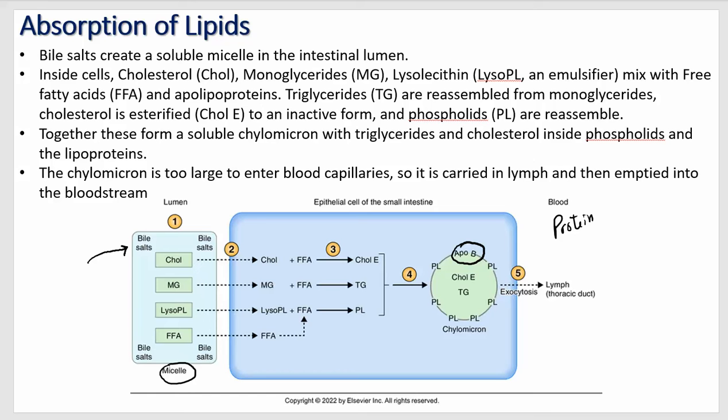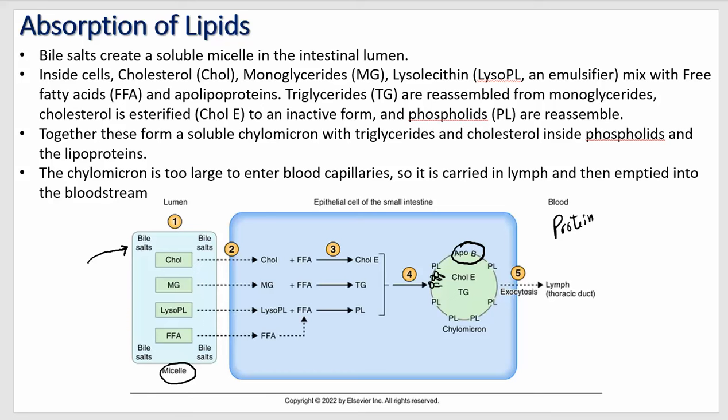But these proteins are added to this structure that's got phospholipids around the outside, because that's what phospholipids do. They form a membrane. So it's got this nice phospholipid membrane with these apoproteins in there. And we're not going to get into all of the specific apoproteins, but the apoproteins change based on which structure it is.